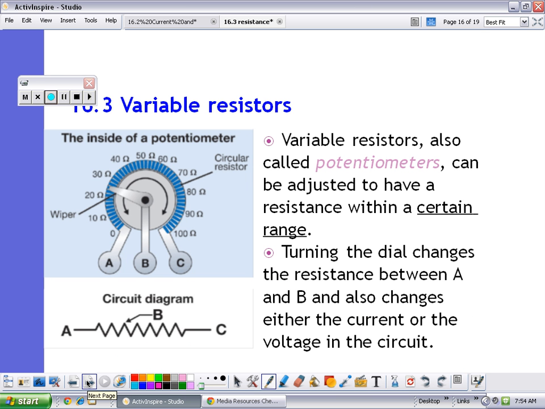Here is your potentiometer. This is called a variable resistor because you can adjust it. This is like a dimmer switch in your house or the dimmer switch on your iPhone to change the lighting setting. So you have a certain range that you can go to, allowing the current to go through. So turning the dial changes the resistance and changes the current or the voltage in the circuit, changing the output of your device.